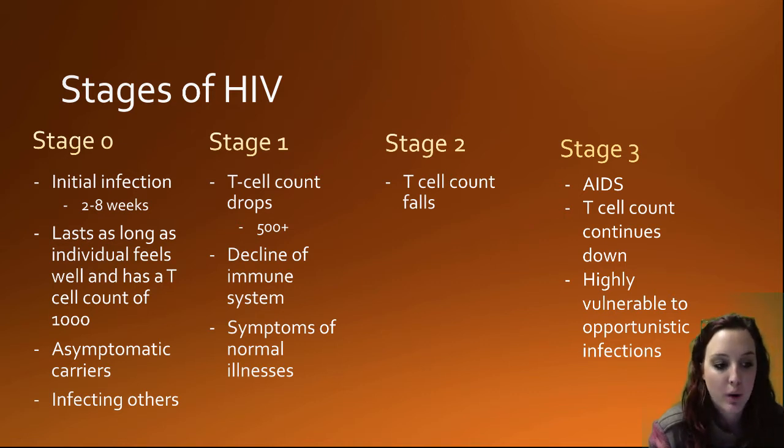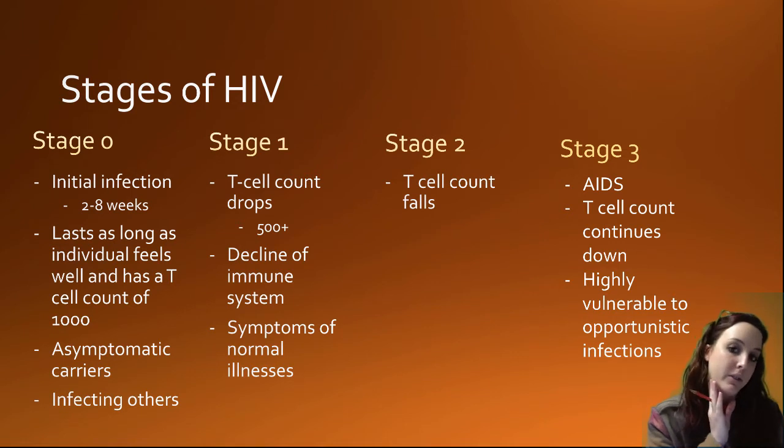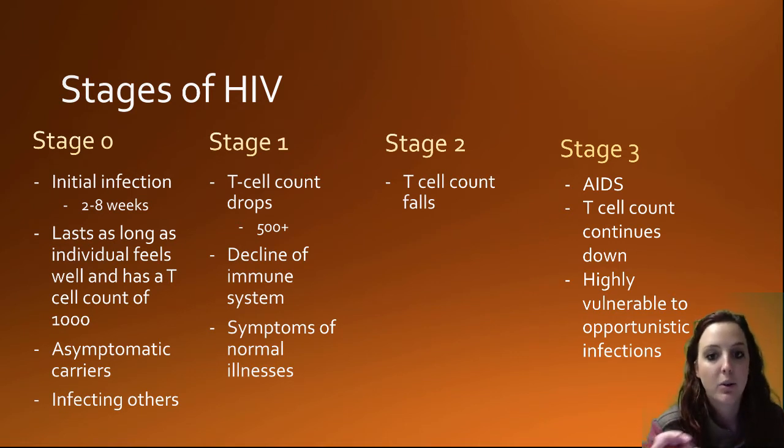Once the T cell count drops to below 500, they then enter into stage one of the HIV virus. Now, there's still going to be no outward signs of this virus, but the immune system is silently declining. It's silently being attacked. And you'll develop symptoms that aren't immediately life-threatening, such as swollen lymph nodes. And you can feel your lymph nodes right here. We get these when we're sick, or we have a cold, or maybe a sinus infection. And so it's easy to write off these symptoms as being something that is, like I said, not life-threatening.